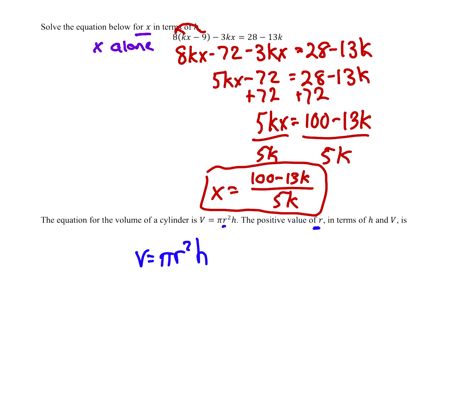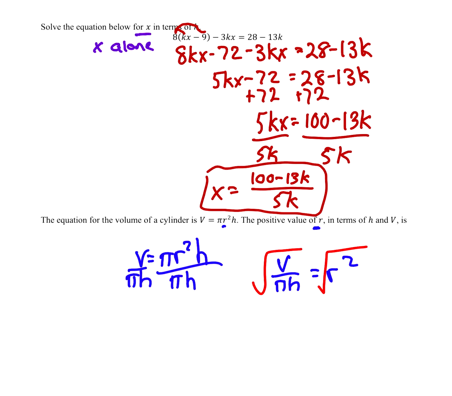It's also getting squared, but you want to work farthest away from the r first. The square is being done directly with the r that's closest. You want to divide by the pi and h. So divide by the pi and h on both sides. You get V over pi h equals r squared. Last step here, we want to get the r by itself. We got to get that square out of there, and the inverse operation of squaring is square root. That gets rid of the squaring, so we have the r all by itself, the radius, and that's going to equal the square root of V over pi h.